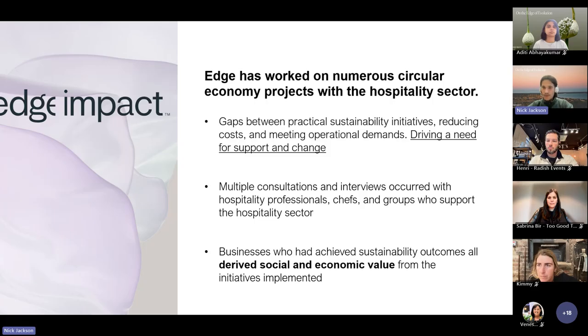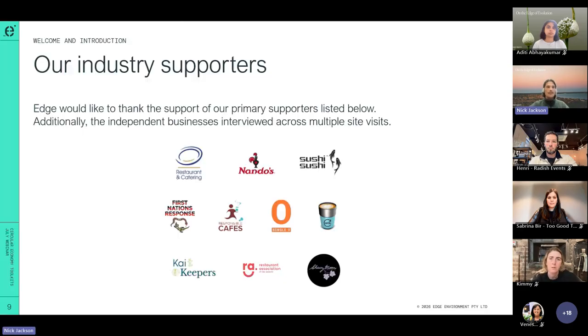The 4 circular economy toolkits we've developed have been worked on under multiple consultations and interviews with a number of hospitality professionals, chefs, and hospitality groups. So these have been developed with the industry and for the industry. What we've also included in each of these toolkits is we've identified businesses, such as the guest speakers today, who've achieved sustainability and circular economy outcomes whilst deriving social and economic value from the initiatives they've implemented.